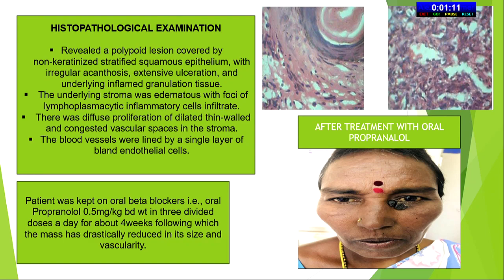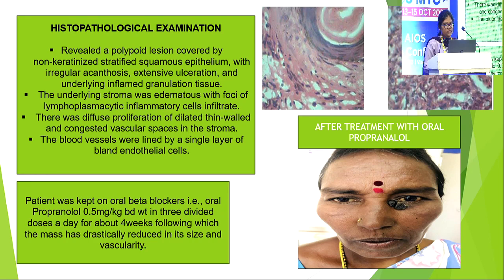On histopathological examination, it reveals a polypoidal lesion covered by non-keratinized stratified squamous epithelium with irregular acanthosis, extensive ulceration, and underlying inflamed granulation tissue. The underlying stroma was edematous with foci of lymphoplasmocytic inflammatory cell infiltrate. There was diffuse proliferation of dilated, thin-walled and congested vascular spaces in the stroma. The blood vessels were lined by a single layer of bland endothelial cells.